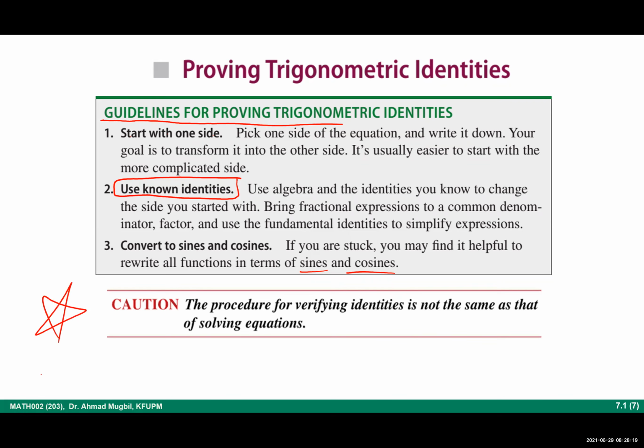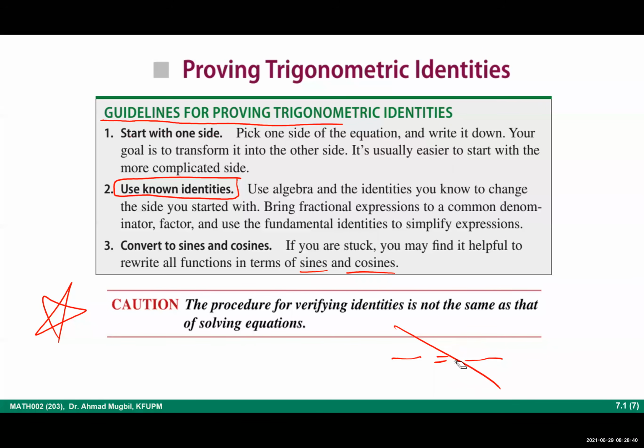Quotient. The procedure, Shabab, of verifying identities is not the same as solving equations. What does that mean? When we solve an equation, Shabab, you have two sides. You can add to both sides. You can multiply both sides. You can subtract from both sides. Here we will not do that.